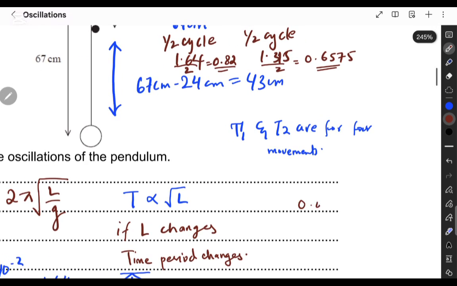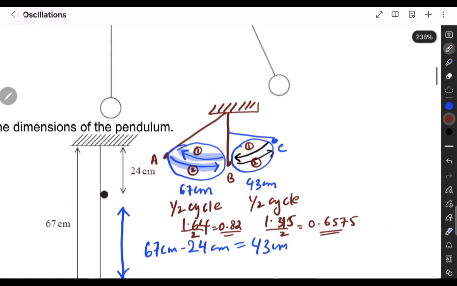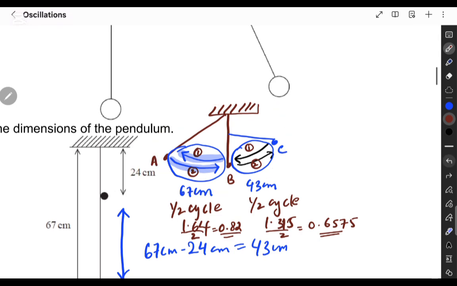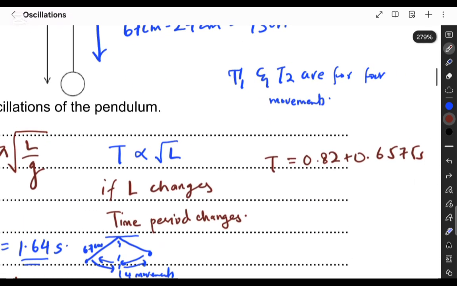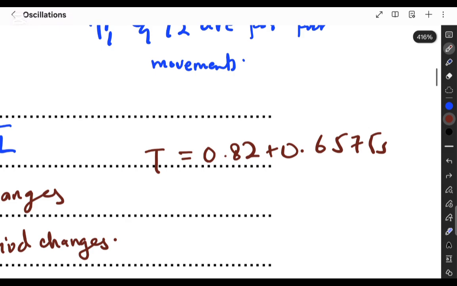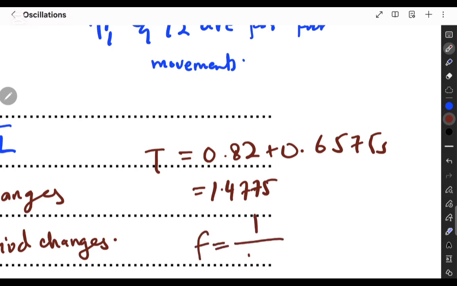Now I'm going to add the values. So I'm going to get 0.82 plus 0.6575 seconds. This is going to give me the time period of the oscillation where we have 2 different lengths, and it's kind of weird. So let's add both the values. That's going to give me 1.4775. And now we can find the frequency by doing 1 divided by the time period. That's going to give me 0.68 Hertz.